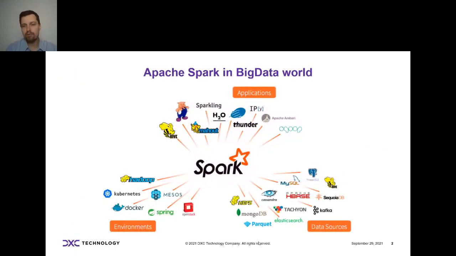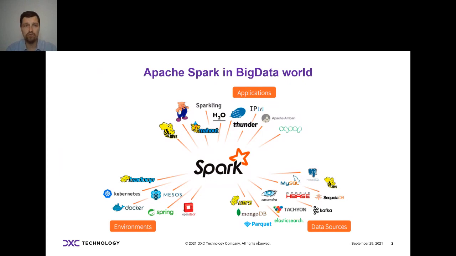So I'll be talking about how to build an advanced analytics platform using Apache Spark and what kind of things you need to think about when you're doing this kind of project to make it really long-term sustainable and working.